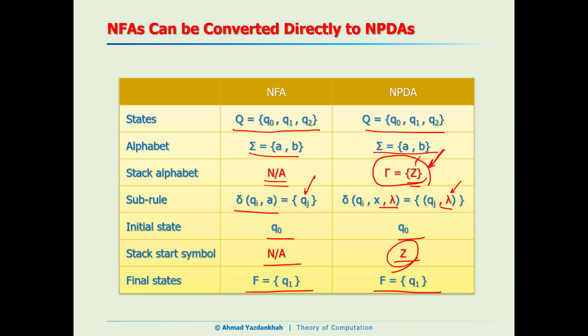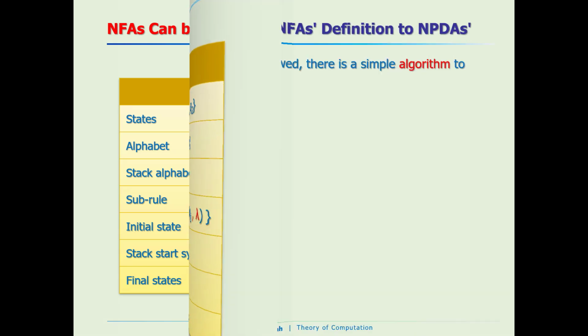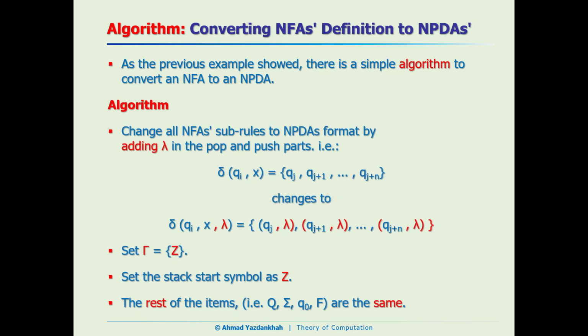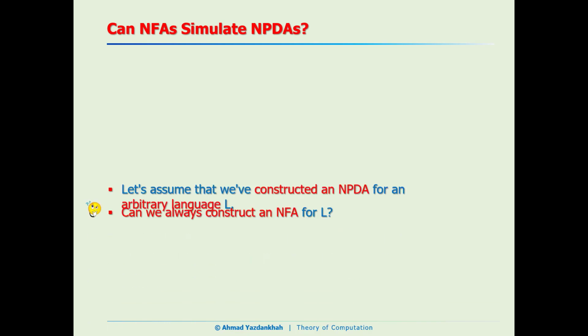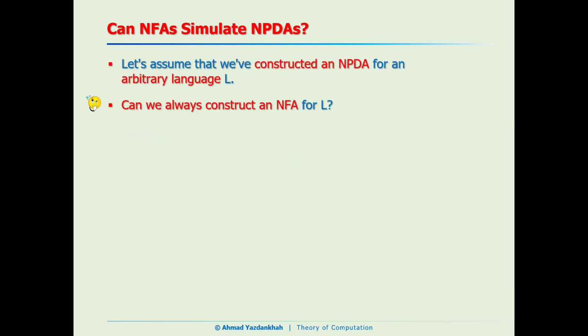So you agree that this is an algorithm that we can do on all of the NFAs and convert them to NPDAs. So if this is the case, I can do that always, right? I put all of those explanations here for your reference. So now we understand that yes, whatever the NFAs can do, NPDAs can do the same thing. All right? Okay, now let's ask the question the other way around.